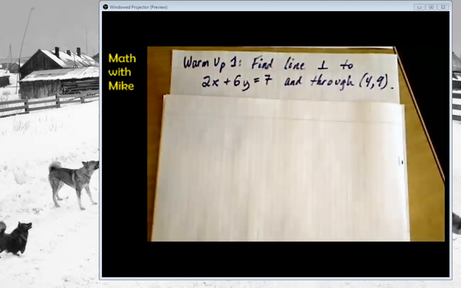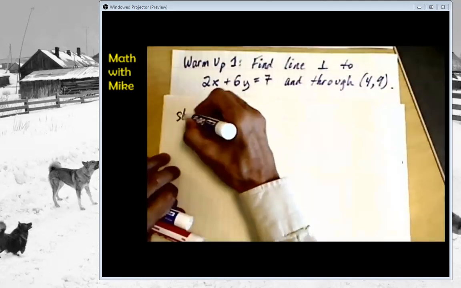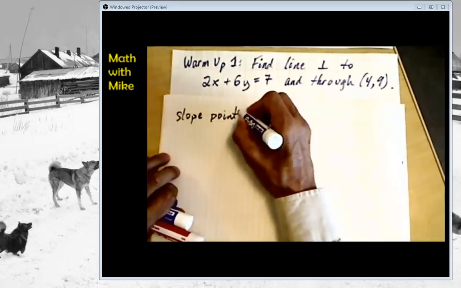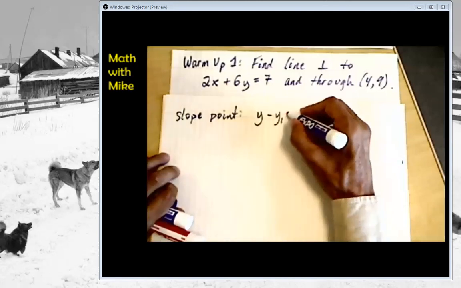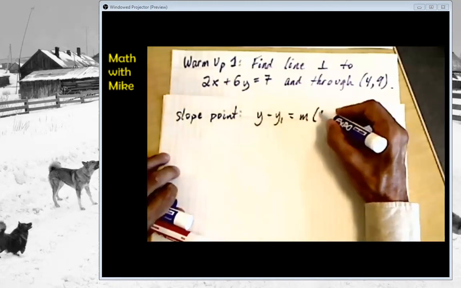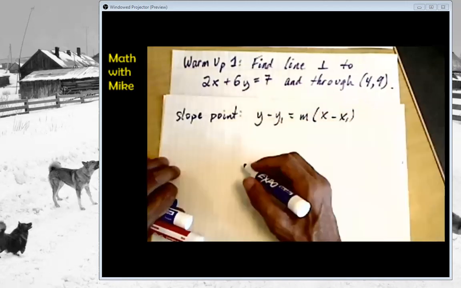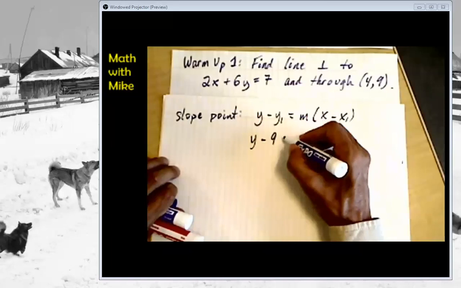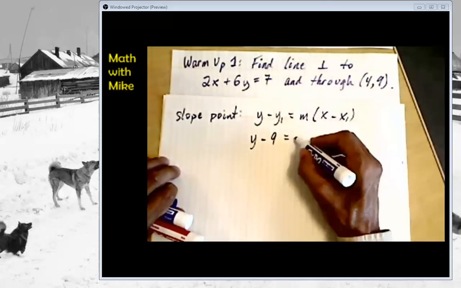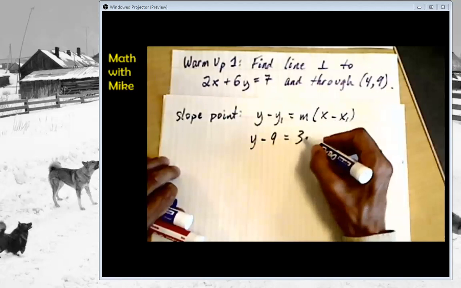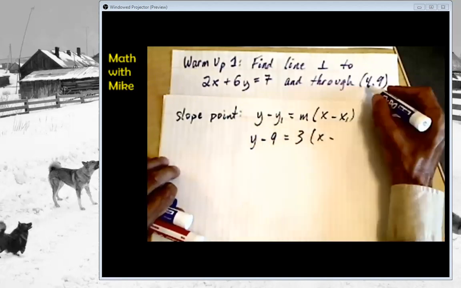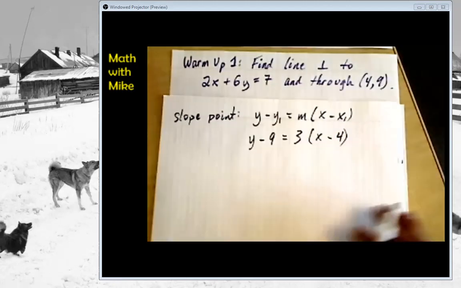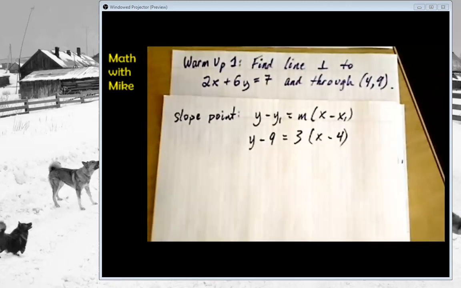Okay, so for the slope point, we have, as was said on Zoom, y minus y1 equals m times x minus x1, like that. So we get y minus the 9, which is the y value here. The slope we figured out is plus 3. And then we have x minus 4. True? True.